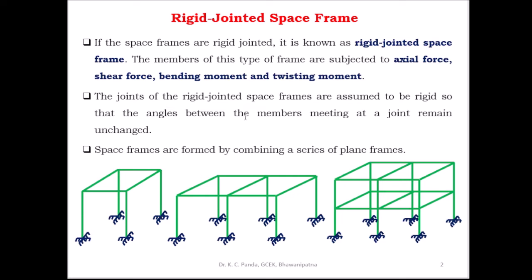The joints of the rigid jointed space frames are assumed to be rigid so that the angles between the members meeting at the joint remain unchanged. The space frames are formed by combining a series of plane frames. These are the different examples of the rigid jointed space frames.